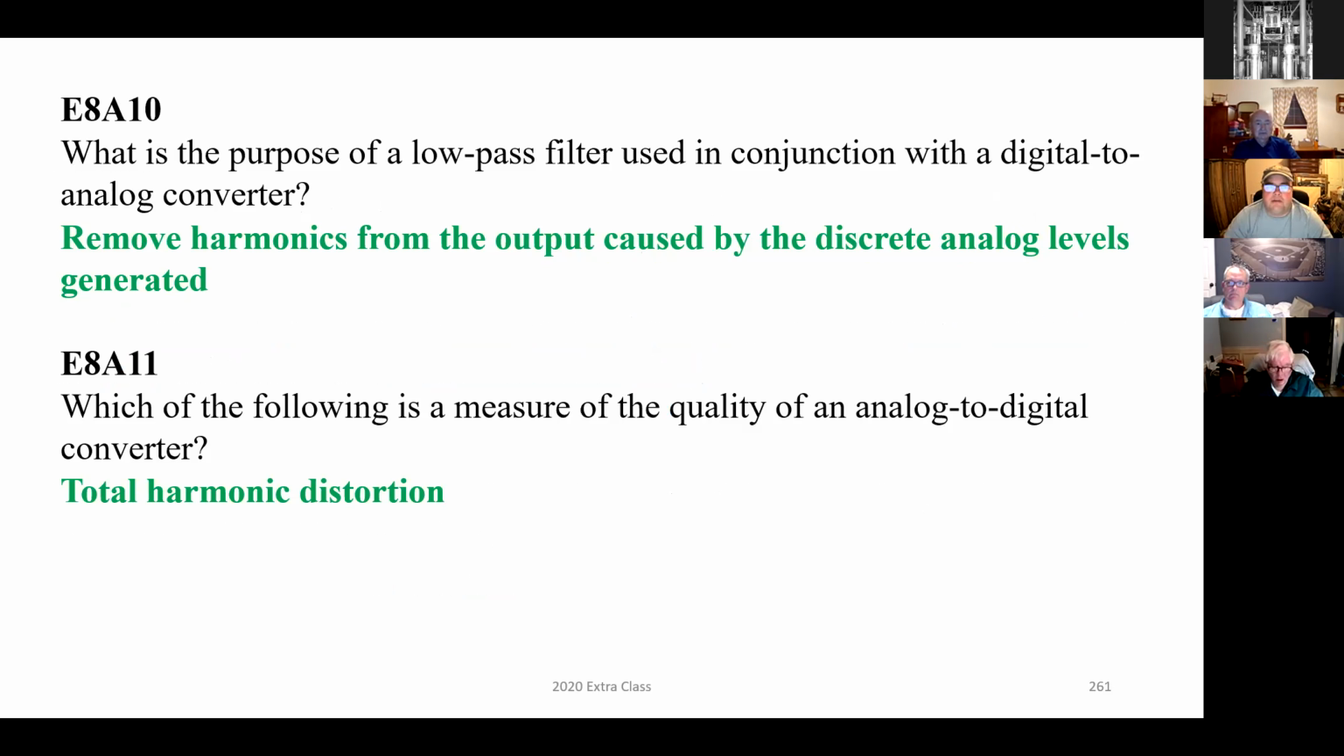What is the purpose of a low-pass filter used in conjunction with a digital to analog converter? Is to remove harmonics from the output caused by the discrete analog levels generated. Which of the following is a measure of the quality of an analog to digital converter? It's total harmonic distortion.